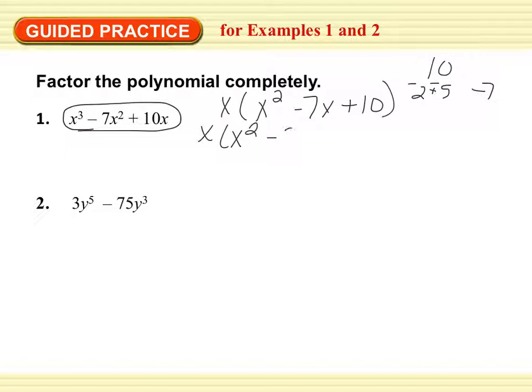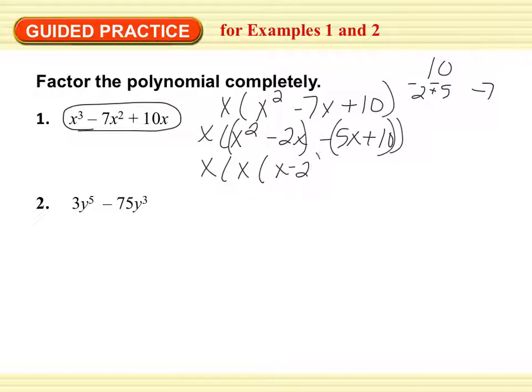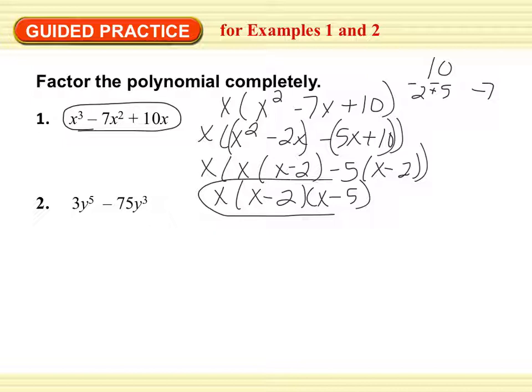x squared minus 2x minus 5x plus 10. Factor by grouping. I take out an x and have x minus 2 left. Take out a negative 5 and I have x minus 2 left. So x times x minus 2, x minus 5. Factored completely.